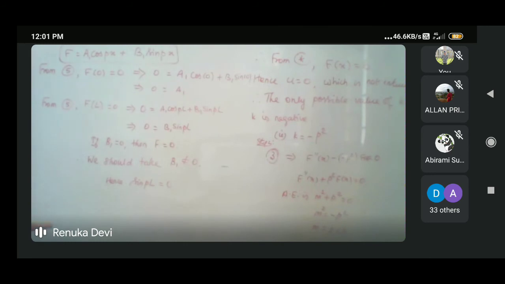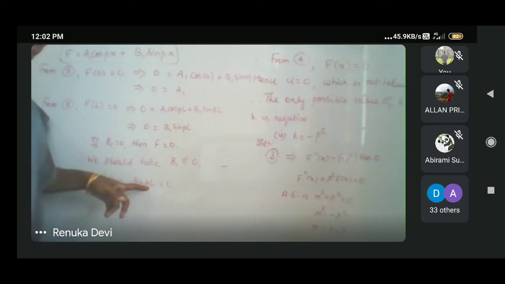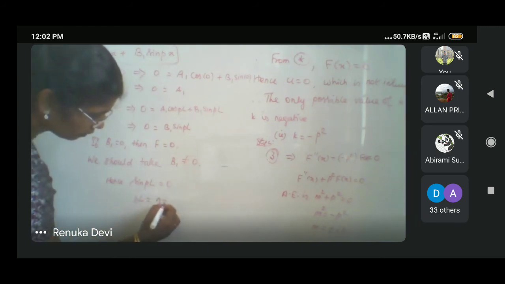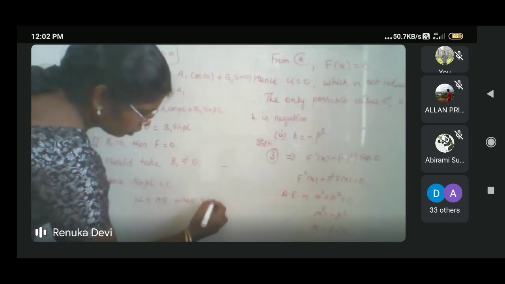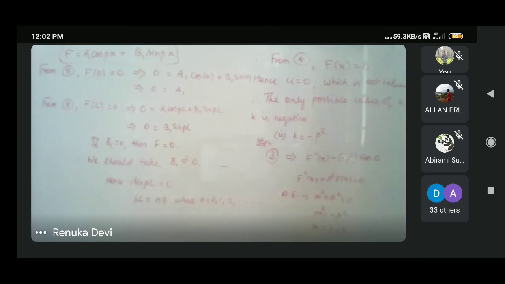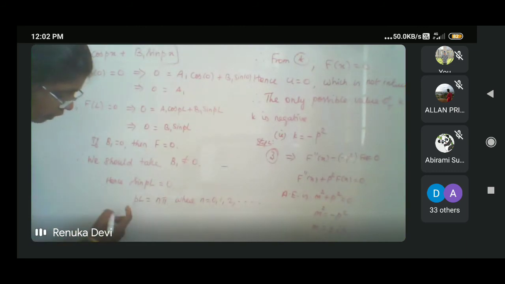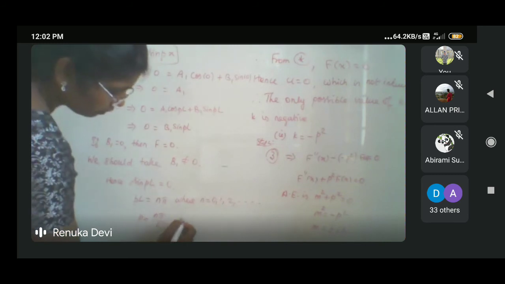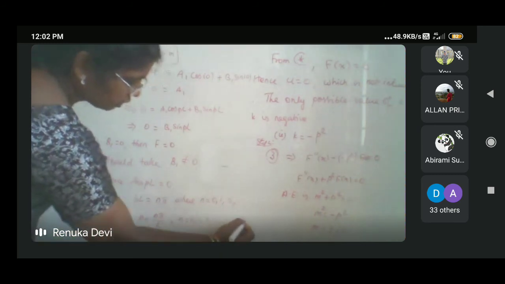Sin pL equal to 0 means, for what values of the angle will sin be 0? It may be either 0 or pi, 2 pi, 3 pi, etc. Therefore, pL must be n pi, where n equals 0, 1, 2, 3, etc. Therefore, what is our p? We have to find out what is our k. That is our p. p equals n pi by L, where n equals 0, 1, 2, 3, etc.